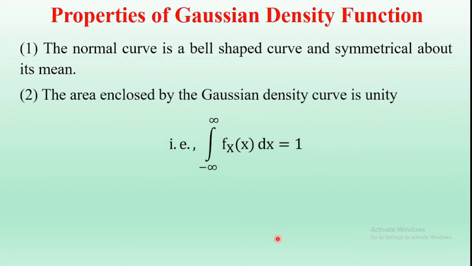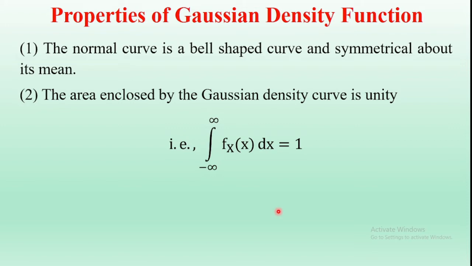And the second property is the area enclosed by the Gaussian density curve is unity. That is, integral minus infinity to infinity f of x dx is equal to 1. Now let us prove that the area enclosed by the Gaussian density curve is unity.